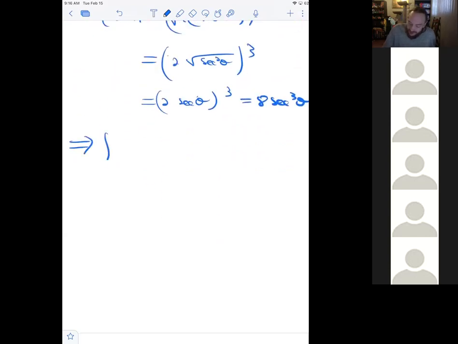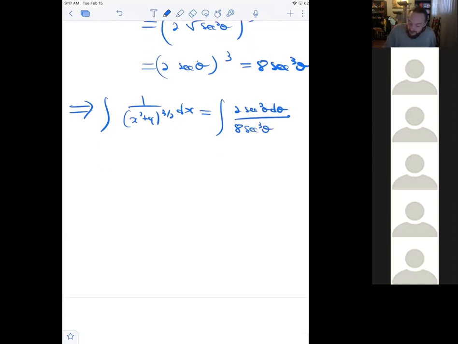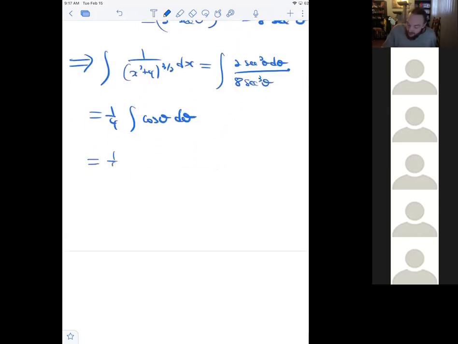So what does that give us? The integral of 1 over x squared plus 4 to the 3 over 2 dx becomes the integral of, what do I get, first of all? My dx was 2 secant squared theta d theta over the bottom, which we worked out to be 8 secant cubed theta. So this becomes 1 over 4 the integral of cos theta d theta, which is not too bad. This is equal to 1 over 4 sine theta plus c.